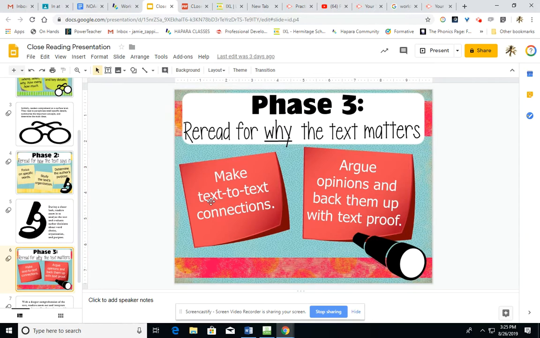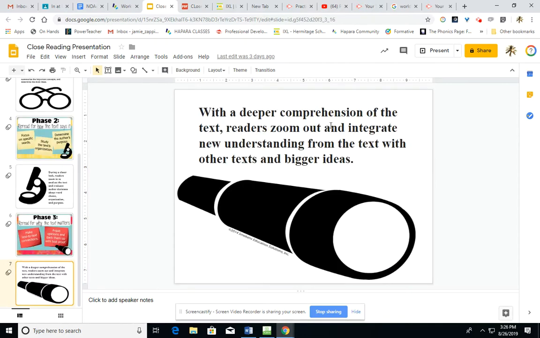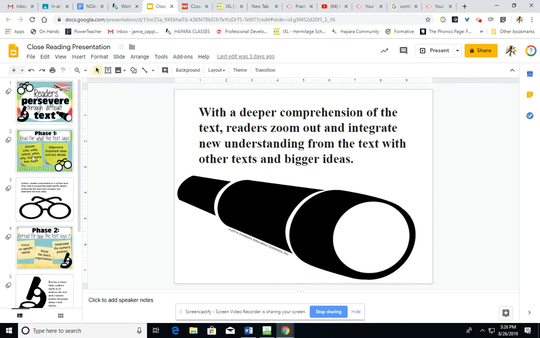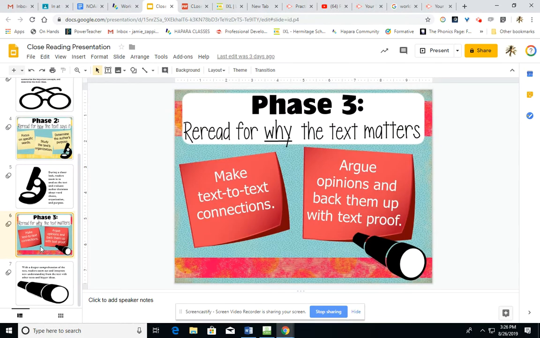The third phase is that big look at the text, looking at it through a telescope, seeing how that particular text connects to the rest of the world, connects to you as the reader, connects to another text that you've read. So with a deeper comprehension of the text, it's deeper because that's the third time you've read it. We're able to see clearly the big picture, so to speak, of the text and how it connects to bigger things and other ideas. So we really want to spend time this year doing close readings. We're going to talk about phase 1, phase 2, and phase 3 multiple times as we read different pieces.